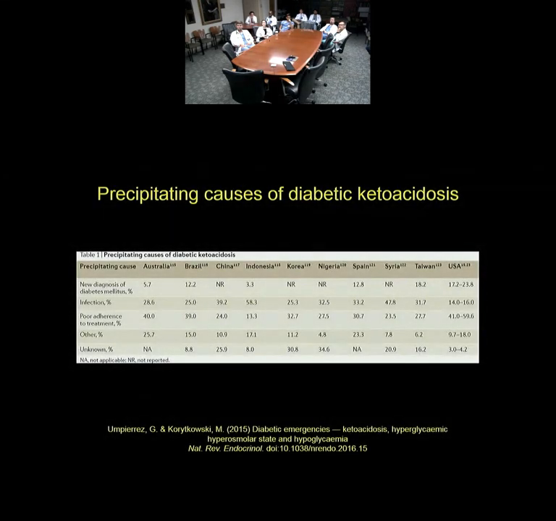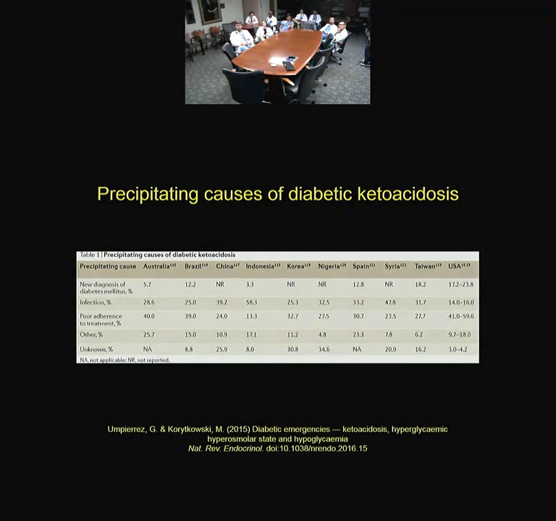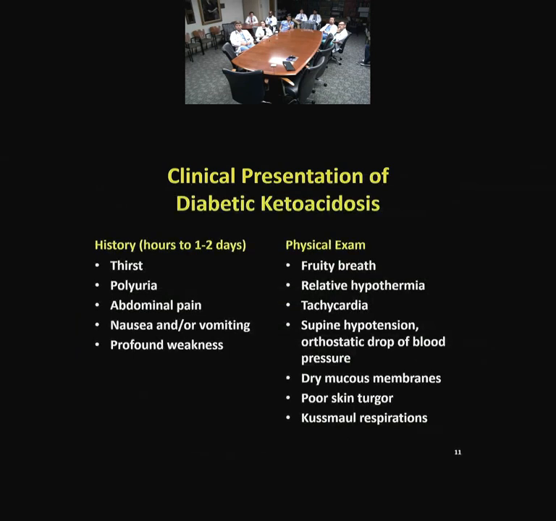So this was a study that was published in Nature of Endocrinology in 2015. In the US, most people with DKA have poor adherence to treatment. You see 41 to 59, almost 60%, followed by new diagnosis of diabetes and less likely infection or other causes. So you will learn how to recognize these people very easily.